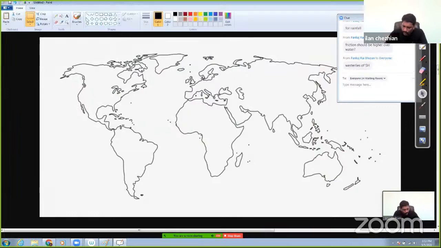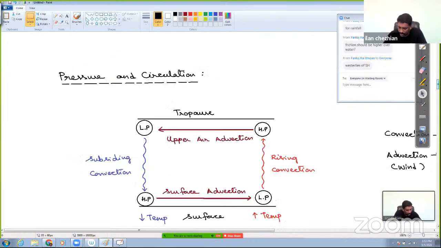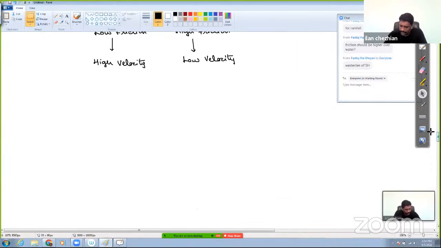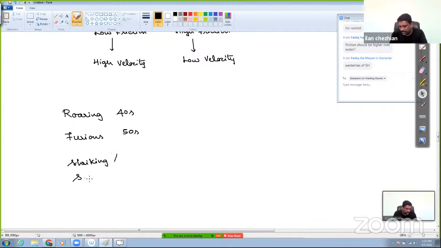I do not know how many of you have heard these terminologies. Sometimes you come across these terminologies, right? You call them as what? Roaring 40s, furious 50s, shrieking 60s, or you call them as what? Screaming 60s.